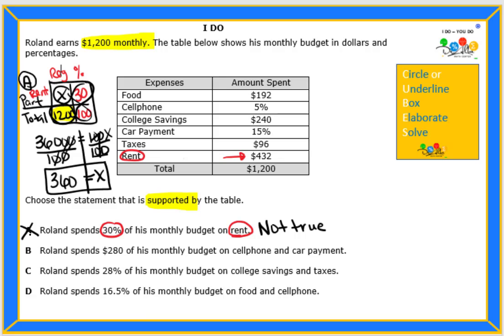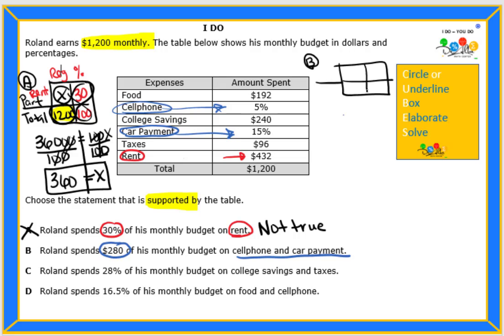Roland spends $280 of his monthly budget on cell phone and car payment. So we have the car payment and the cell phone. That's 15 and 5%, for a total of 20%. So we can make our percent box. For our percent, we know that we got 20% for the part that we are looking for. The part, again, remember, is cell phone and car payment. We got 20% out of 100% for the total budget.